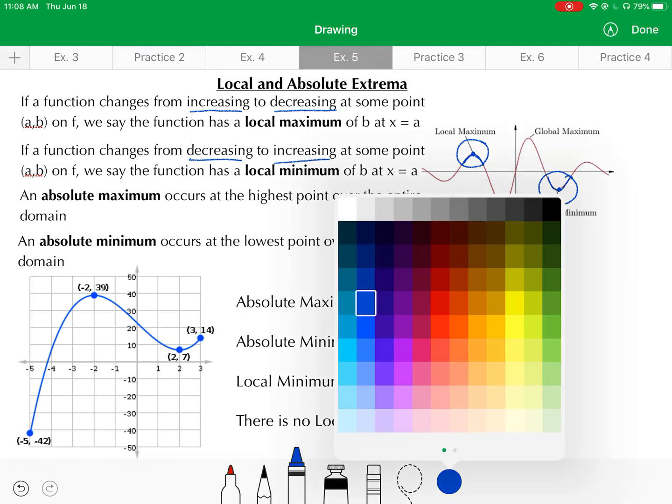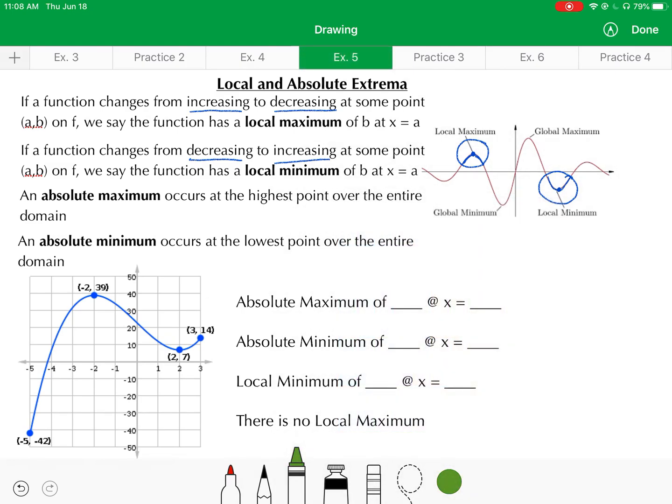Now, in terms of absolute or global maximums and minimums, you have a global or absolute maximum at the highest point of the function over its entire domain. So right here, based on what we can see for this graph, that's the highest point for the entire graph, right? So that's our global or absolute maximum. And then right here is the lowest point of the entire graph. So that is our global or absolute minimum.